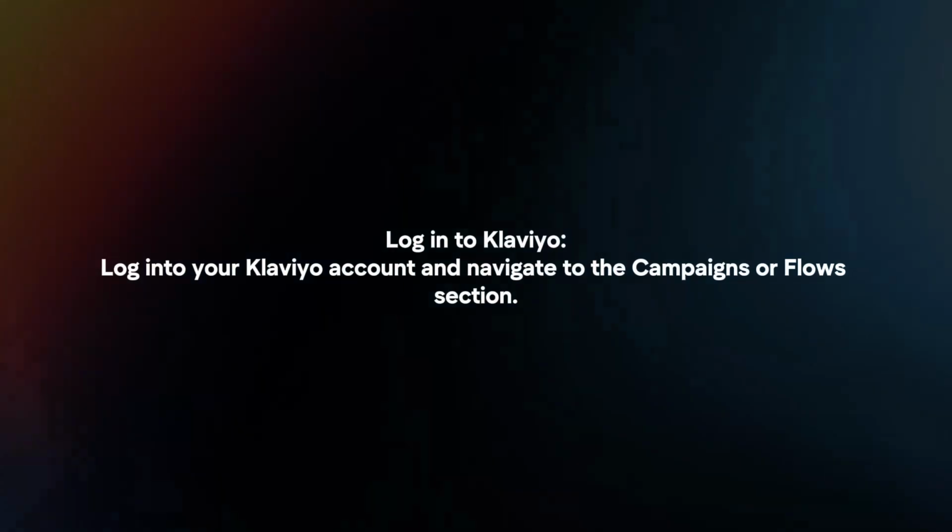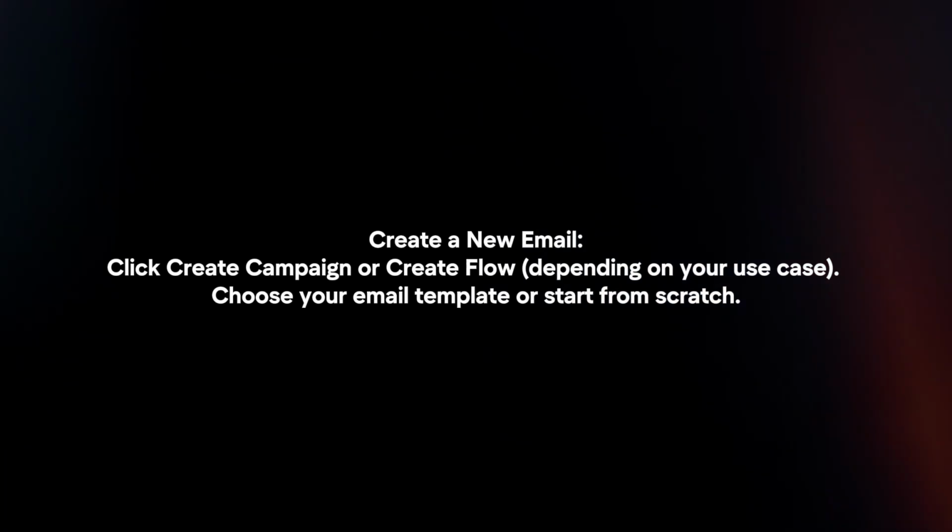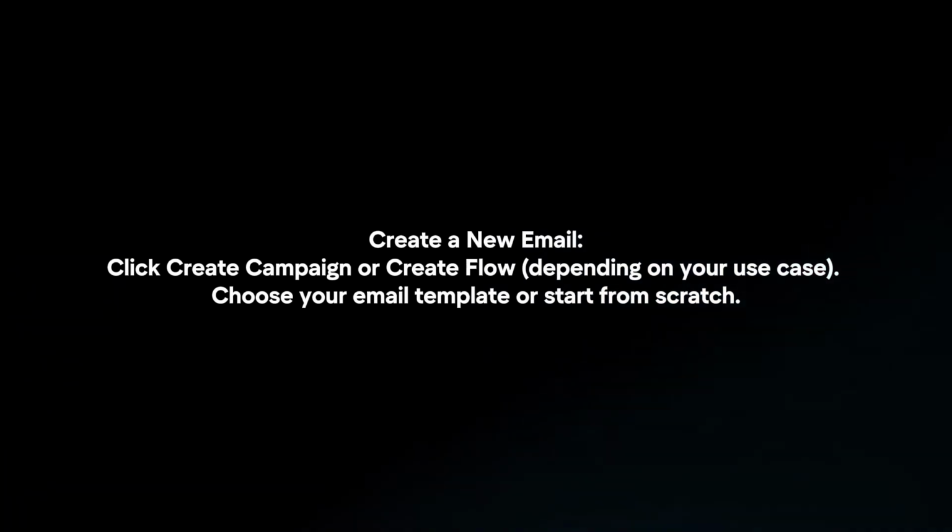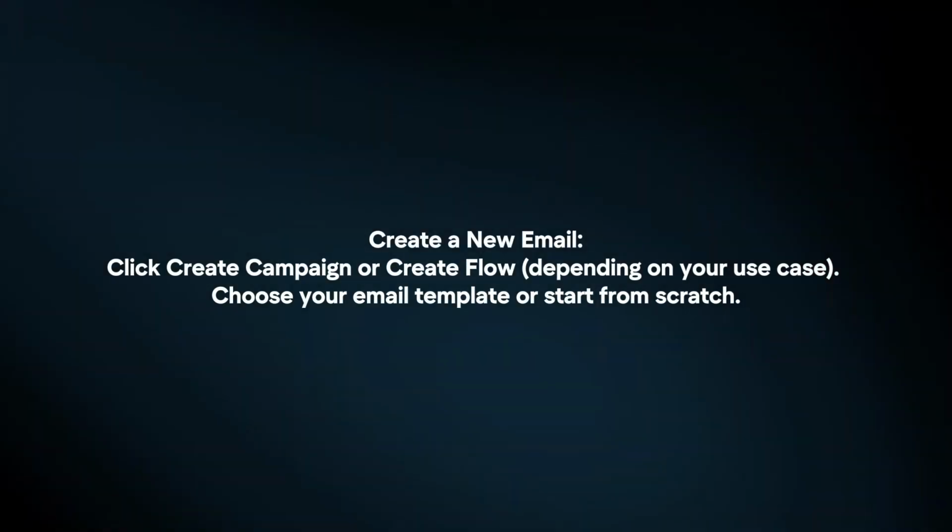Log into Klaviyo. Log into your Klaviyo account and navigate to the Campaigns or Flow section. Create a new email. Click Create Campaign or Create Flow. Choose your email template or start from scratch.